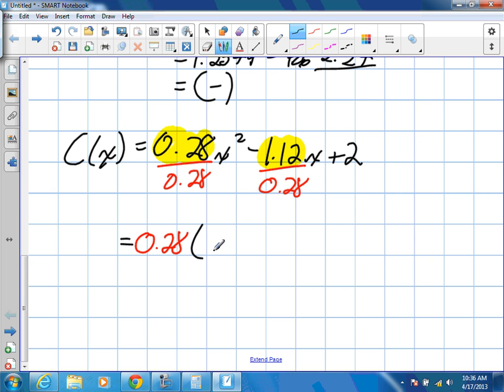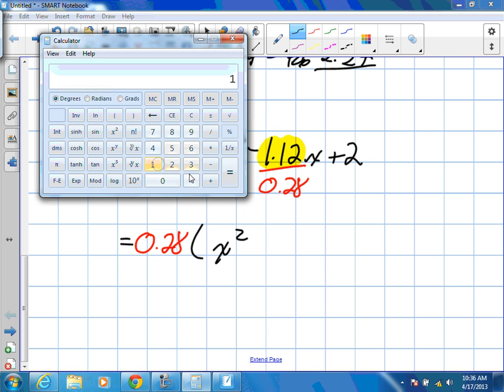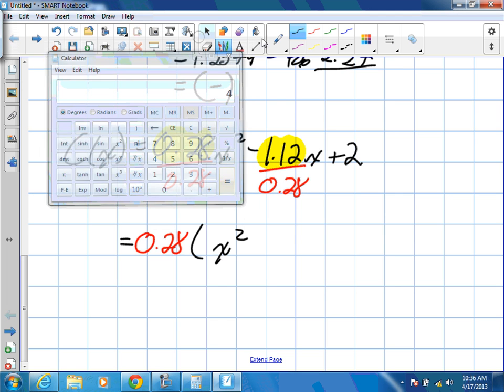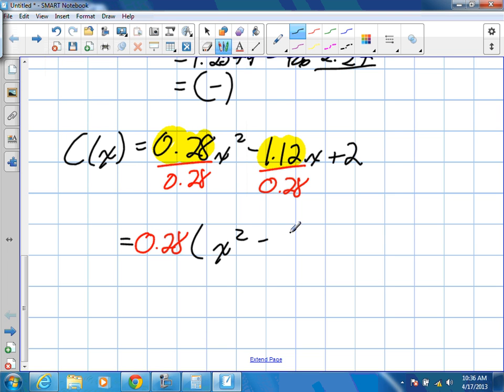And what will this value be? Let's do some mental math, Jerwin. And what is it? 4. You're good at mental math. So 4. Beautiful. Plus 2.